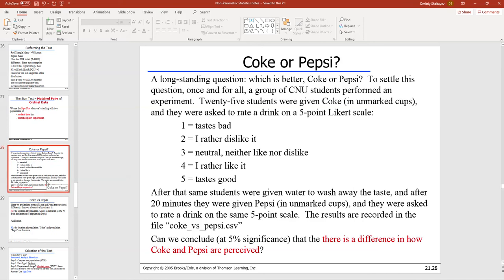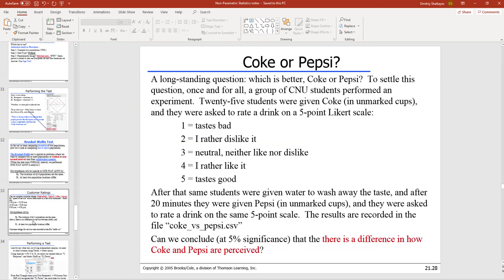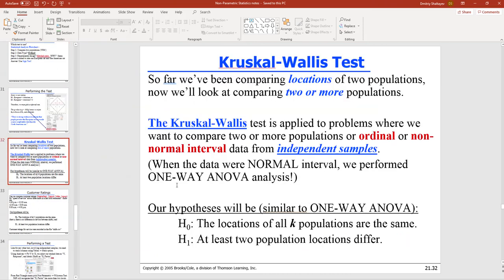All right, and the last test that we're going to consider this semester, and after that that's going to be it, is the Kruskal-Wallis test. Well, let me tell you that the Kruskal-Wallis test is an equivalent of, let me scroll down to Kruskal-Wallis. Yeah, Kruskal-Wallis test right there. The Kruskal-Wallis test is the equivalent of one-way ANOVA.